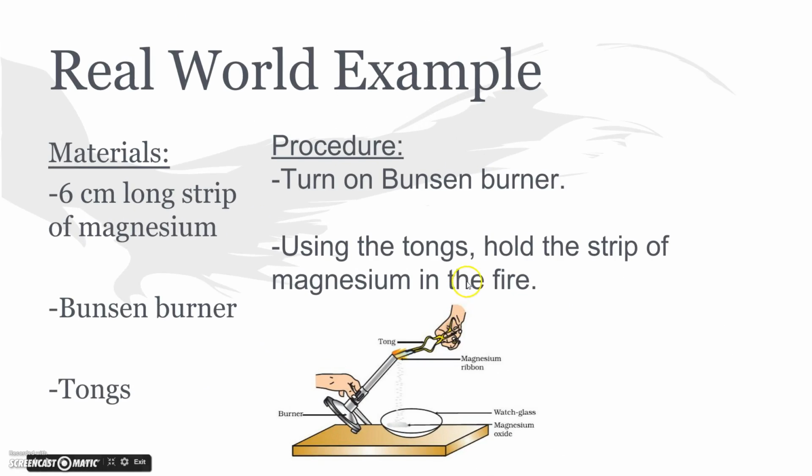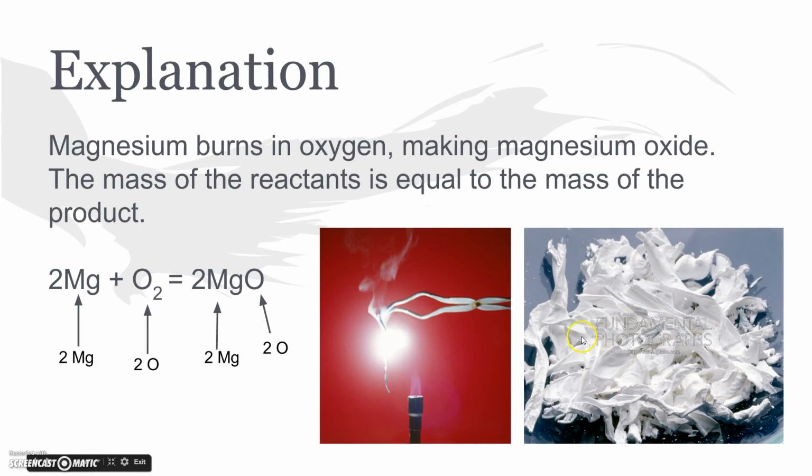So we can see the law of conservation of mass in the real world if you take a strip of magnesium, a Bunsen burner, and tongs, and hold the magnesium in the Bunsen burner with the tongs. And because magnesium reacts with oxygen, when you burn it, it creates magnesium oxide. And so the mass of the magnesium and the oxygen combined on the reactant side is equal to the mass of the magnesium oxide on the product side, which shows the law of conservation of mass.